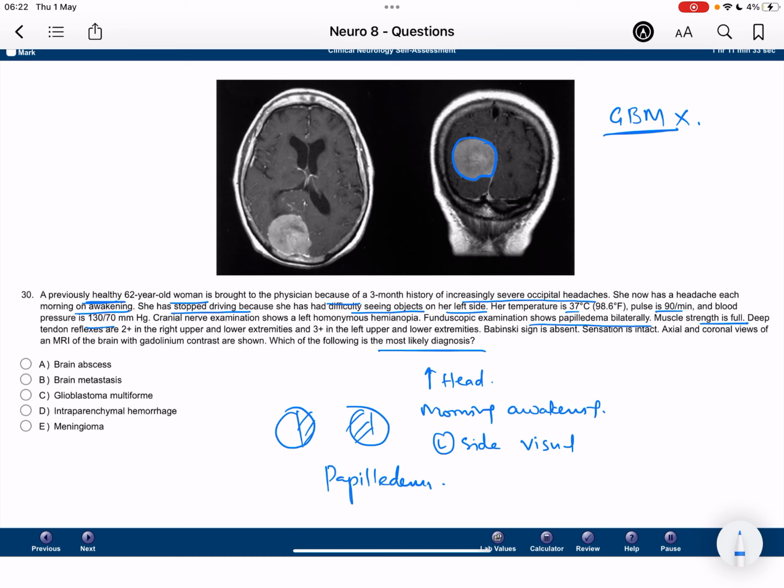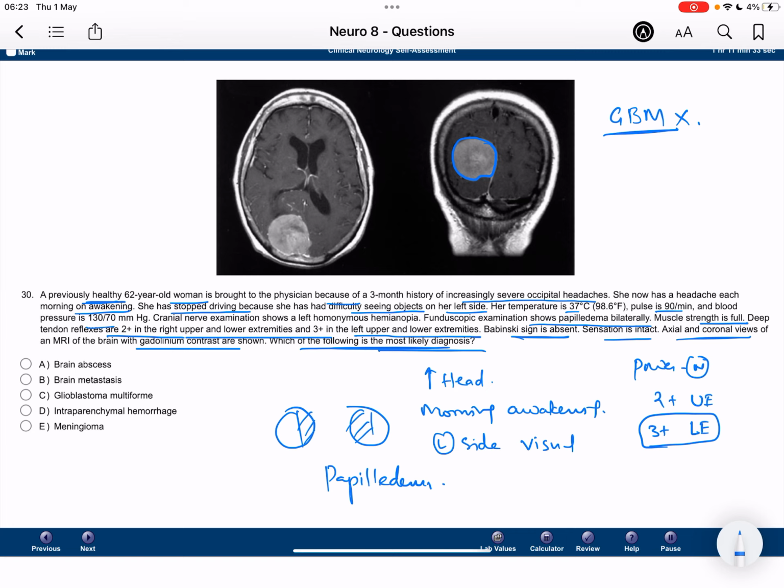Muscle strength is full. Deep tendon reflexes are 2+ in the right upper and lower extremity and 3+ in the left upper and lower extremity. Very important examination findings here. So muscle power or strength is normal. Deep tendon reflexes are 2+ in the upper extremities, and he's talking about lower extremities that are 3+, so a bit increased in the lower extremities. Babinski sign is absent, sensation is intact. Axial and coronal views of the MRI brain with gadolinium contrast are shown. So this patient basically has a nice, neat circumscribed mass.